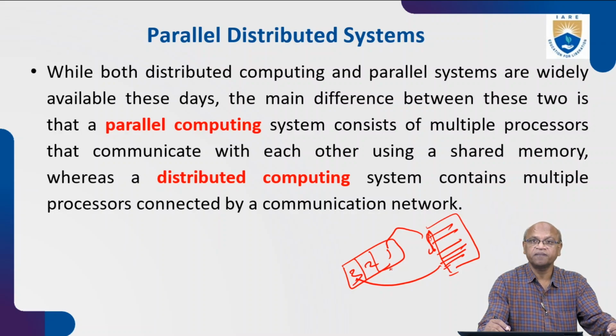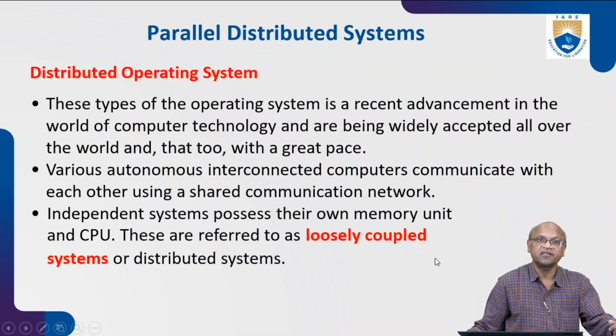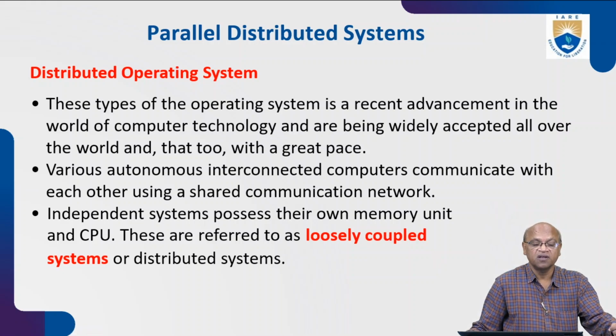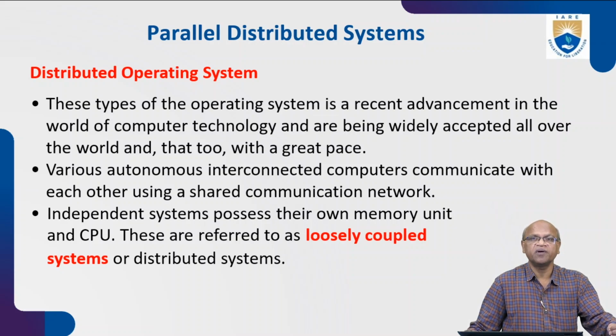Whereas a distributed computing system contains multiple processors connected by a communication network, just like our internet. Distributed operating system: this type of operating system is a recent advancement in the world of computer technology and is being widely accepted all over the world at a great pace. Various autonomous interconnected computers communicate with each other using a shared communication network. Independent systems possess their own memory unit and CPU. These are referred to as loosely coupled systems.